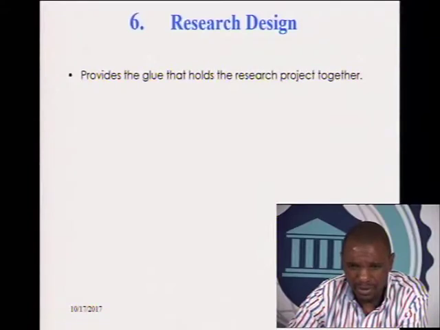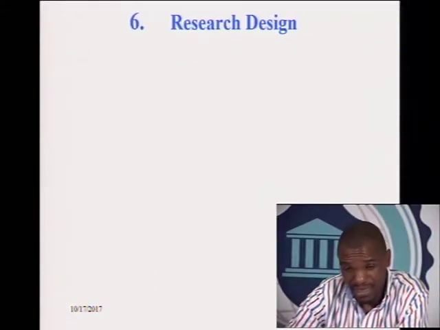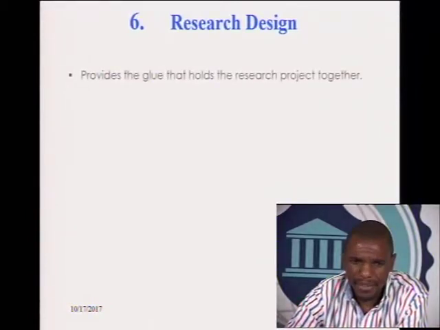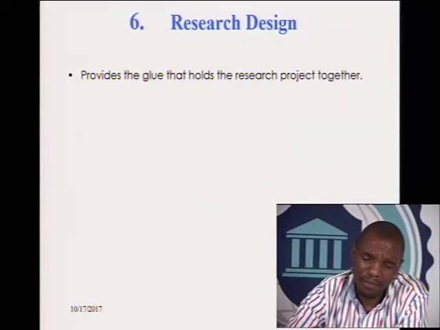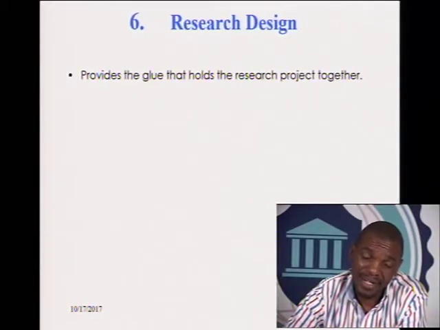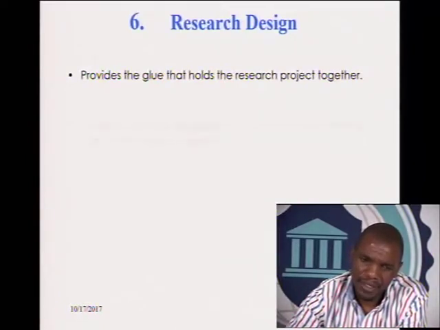Provide the glue. So when we come to research design, research design is very important, like I said in the previous slide. Research design is basically about the methodology. How are you going to collect data? We have a problem, right? And remember, we are applying the scientific approach here to solving problems. So in science, we require data. So research design, which is basically your chapter 3, research methodology, is the glue that holds your research together.